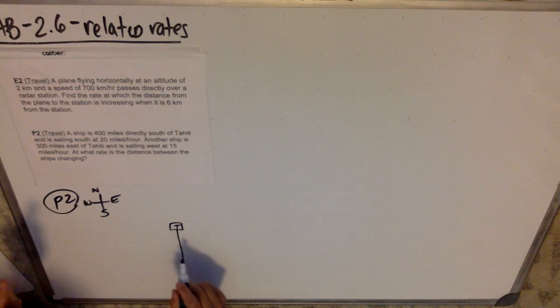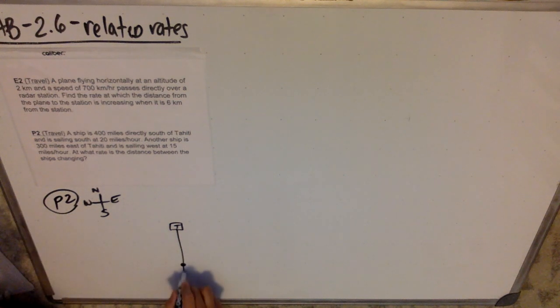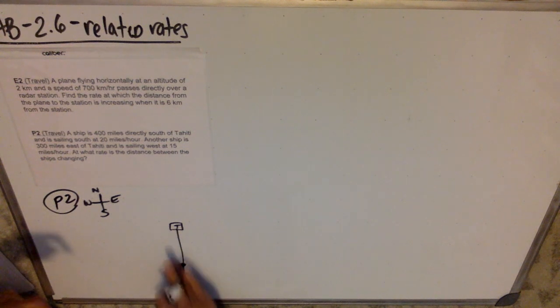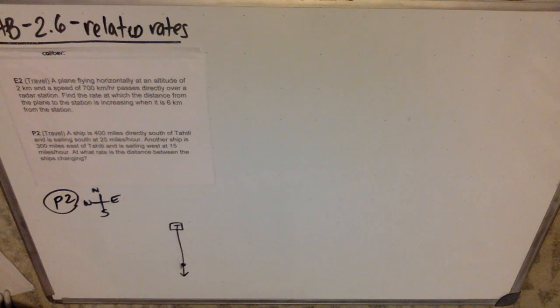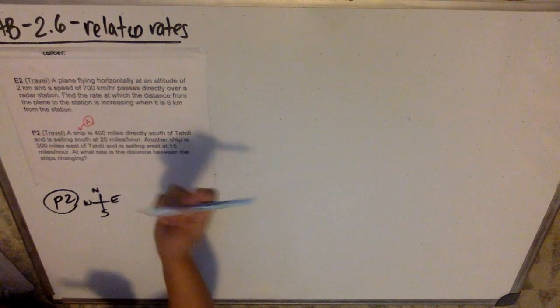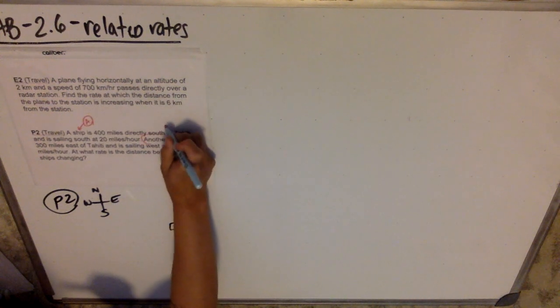I'm not going to label that, though, because it is sailing from here. It is sailing south. Okay, so I'm going to call this ship A, and I'm going to call another ship, we'll call this ship B, right?